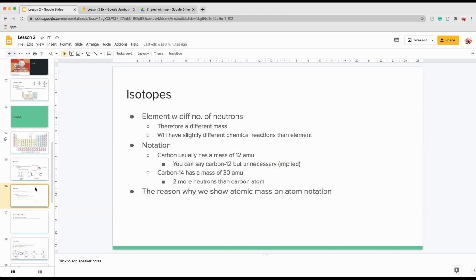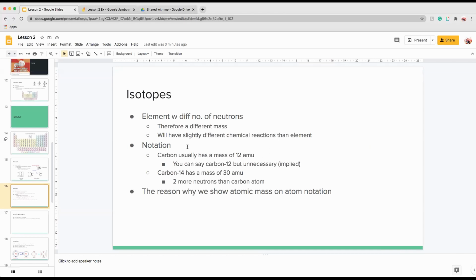Isotopes. Isotopes are the names given to an element with different numbers of neutrons. Again, as I said before, elements can change the number of neutrons they have, and because of this, they can have a slightly different mass. Now, each element has a chemical reaction sort of unique to it, but changing the number of neutrons does slightly affect the chemical reactions of that element.